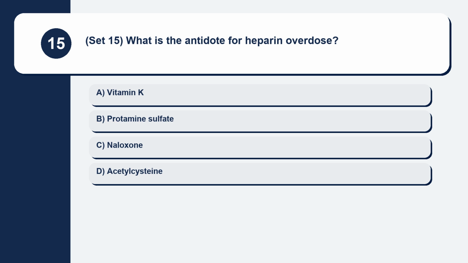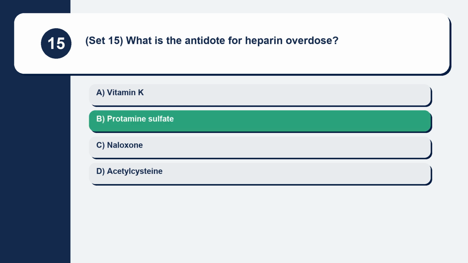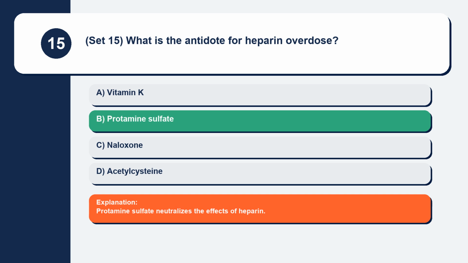Question 15. Set 15. What is the antidote for heparin overdose? Vitamin K, protamine sulfate, naloxone, acetylcysteine. Protamine sulfate neutralizes the effects of heparin.